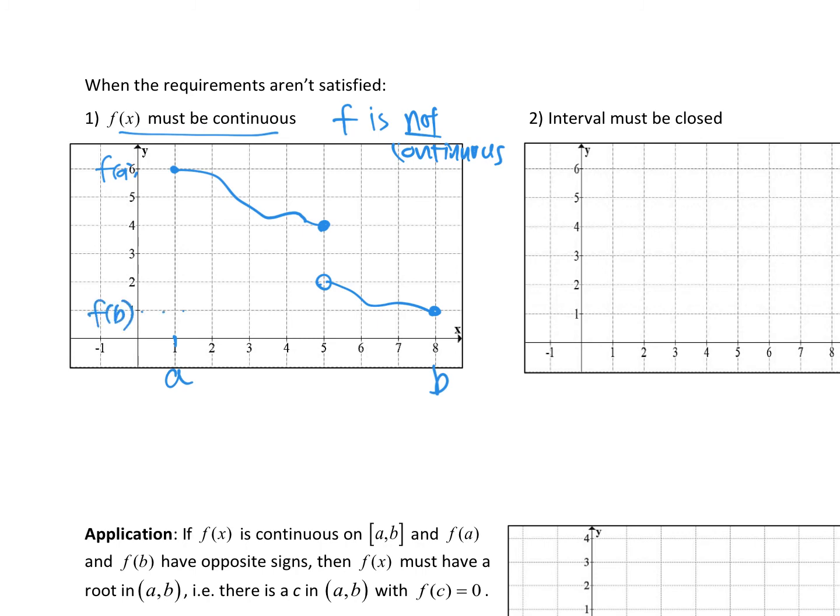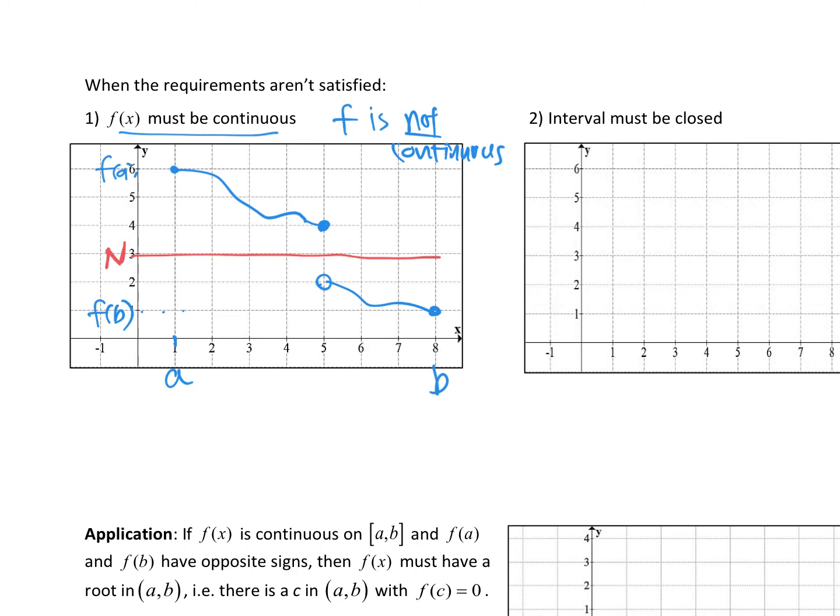So I draw a function that is not continuous. So I go like this. There's a little jump. Then I go like this, right? So a is here, b is here, f of a is here, f of b is here. Now my n is any number between f of a and f of b. So I'm going to choose it to be 3. That's my n.